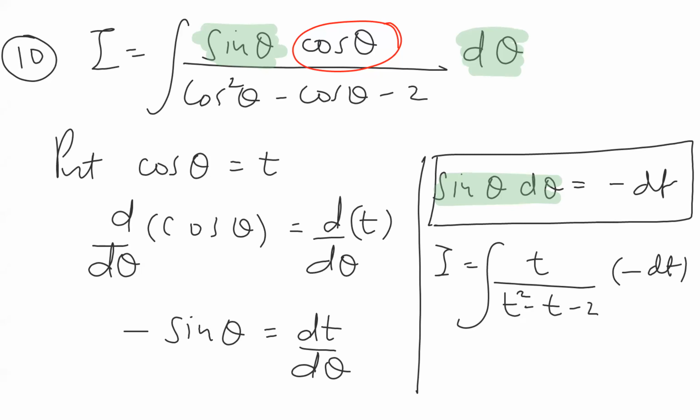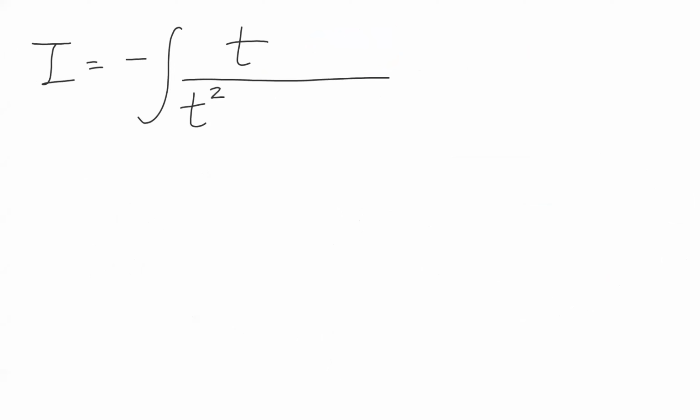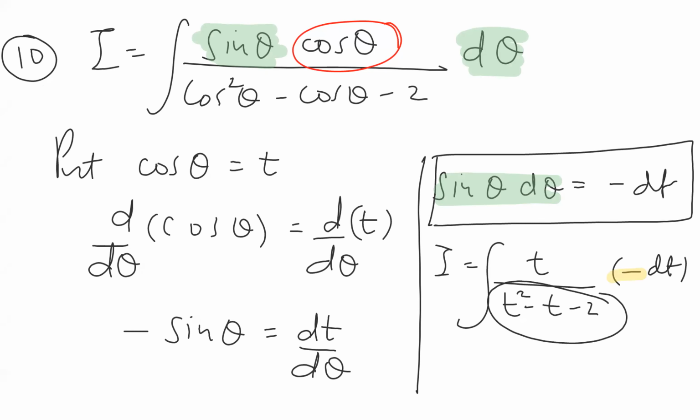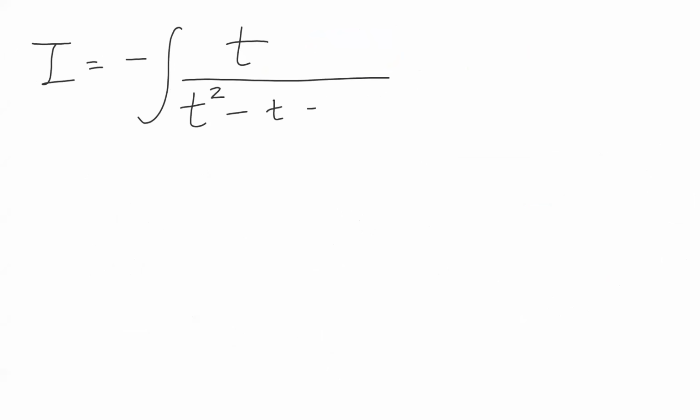Okay. Now I would take this minus sign outside. So I is minus the integral of t upon t square minus t minus 2 dt. Fine.